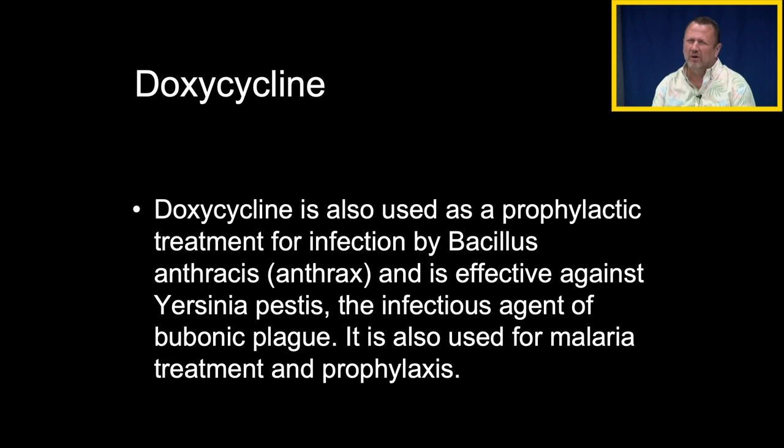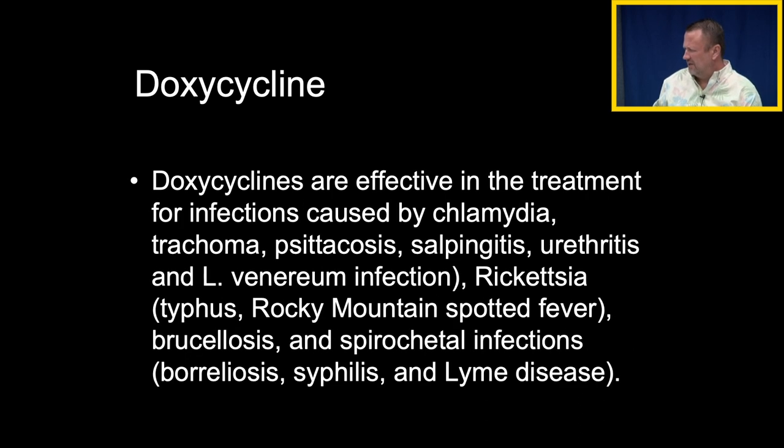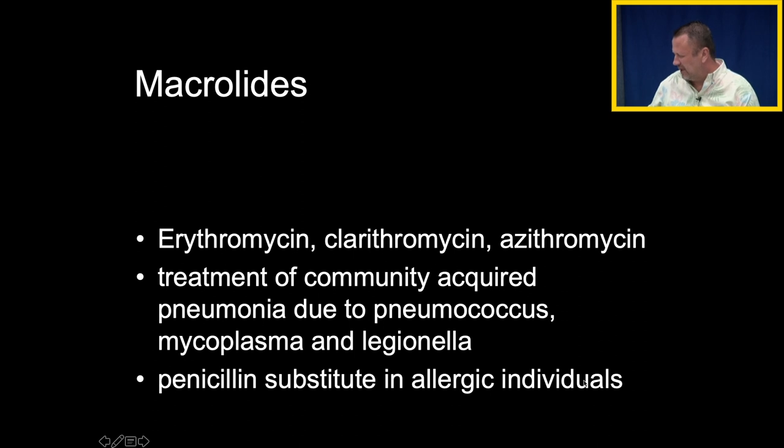Doxycycline is used for all sorts of infections. We can use it prophylactically for the treatment of anthrax. It's effective against Yersinia pestis, the infectious agent of the bubonic plague. It can also be used in malaria prophylaxis as well. Is that the next slide here? You see the list. There's all sorts of infections we can use doxycycline for, especially Lyme disease. Be on the lookout for doxycycline in the treatment of Lyme disease.